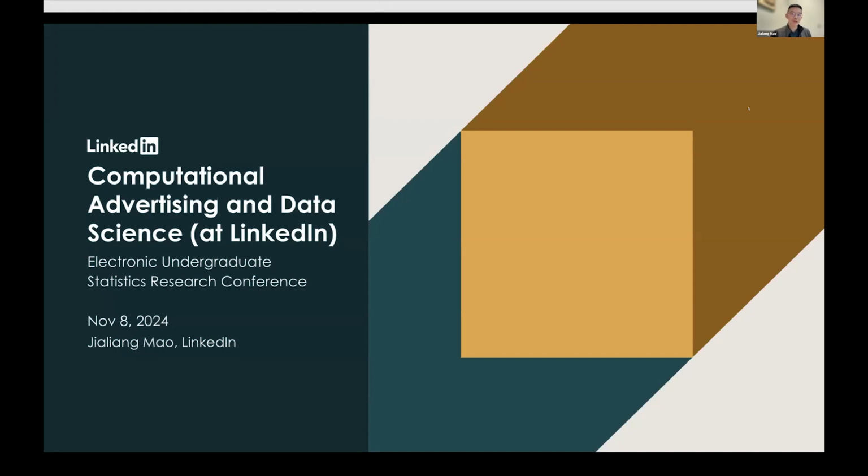It really feels great to come back to the university setup like this. I've been delving into some of the talks before. I'm really glad seeing our undergrad stats and data science students doing real-life research, which is deeply rooted in their life and motivated very well. So I'm happy to see that.